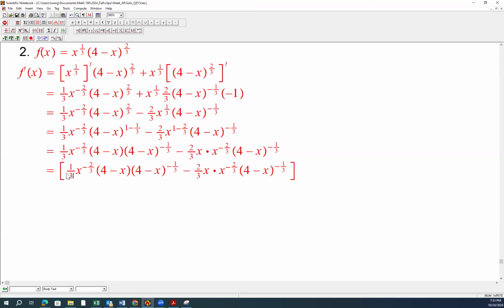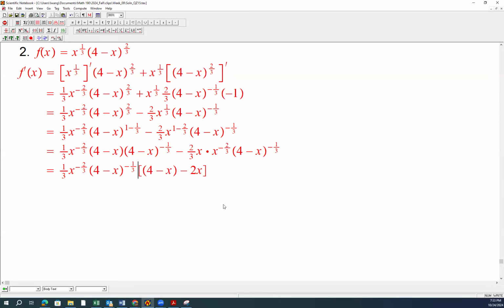So what's going to be factored out? 1/3. 1/3 out of here, 1/3 out of here. That's going to have a 2 left, right? x to the power 2/3, x to the power 2/3 out. So it goes here. x power negative 2/3. And the other base, 4 minus x to the power of negative 1/3. And bring it here.